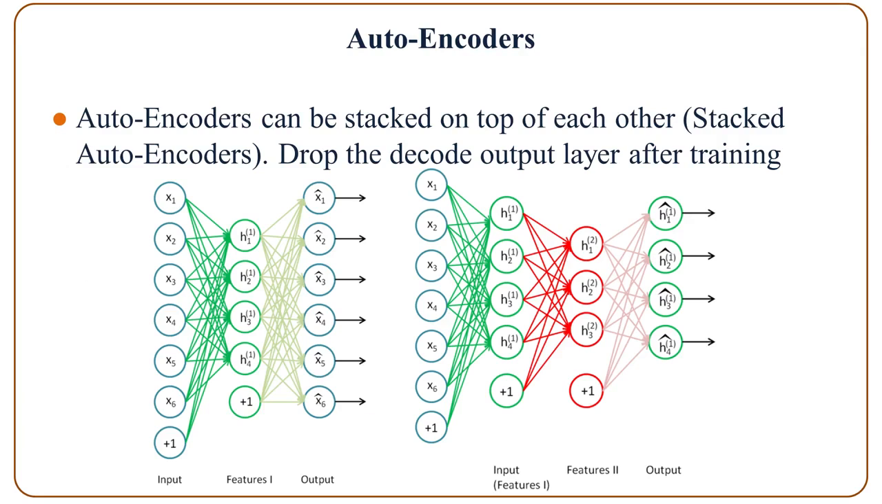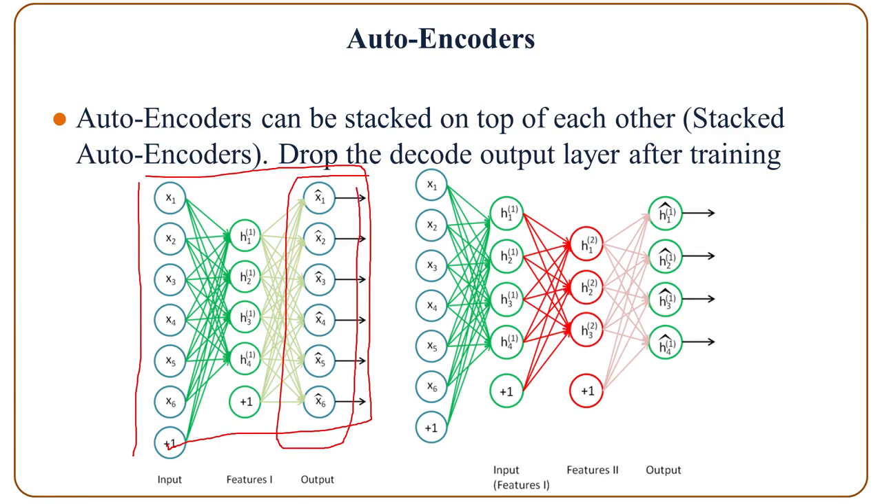Autoencoders can be stacked on top of each other, and here we call them stacked autoencoders. So let's say we have this autoencoder. After training, we remove the output layer. What we have left is just this, including the input and the hidden layers. And then we put another autoencoder on top of it.